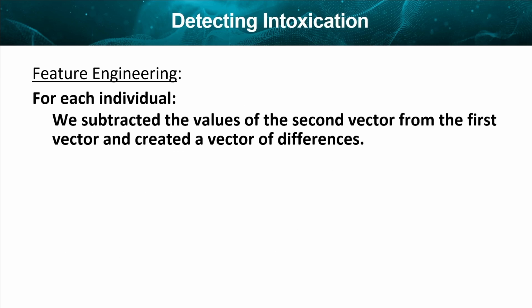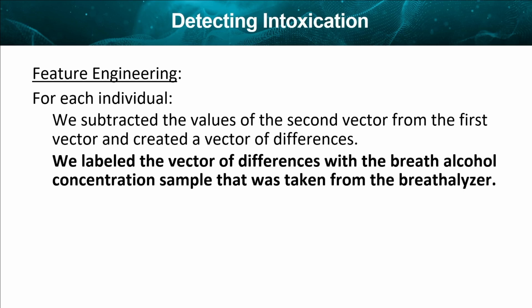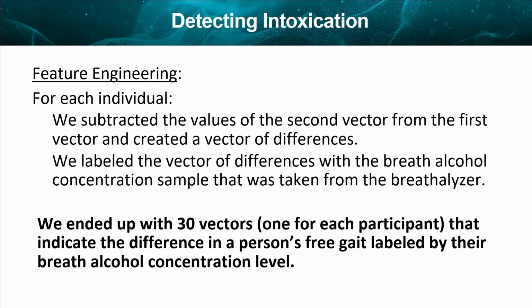Also, for each individual, we subtracted the values of the first vector from the second vector and created a vector of differences. We labeled the vector of differences with the breath alcohol concentration sample that was taken from the breathalyzer. And we ended up with 30 vectors, 1 for each participant, that indicate the difference in a person's free gait labeled by their breath alcohol concentration level.